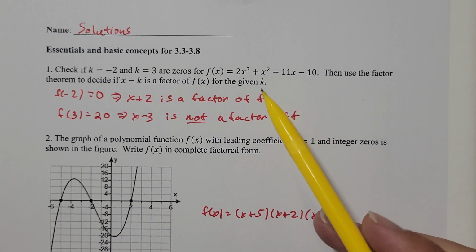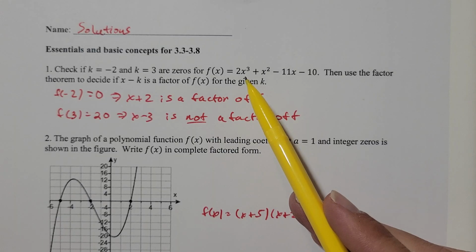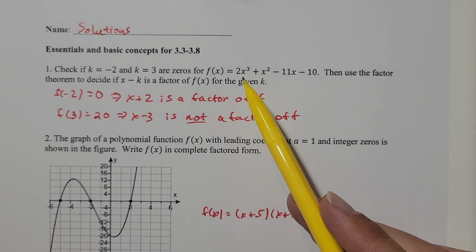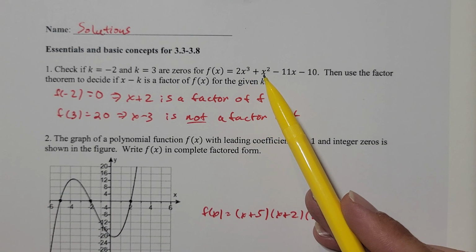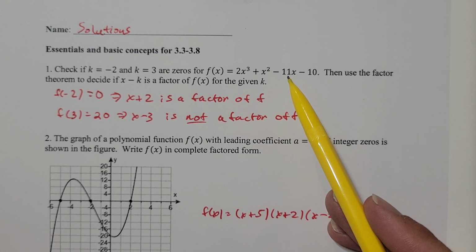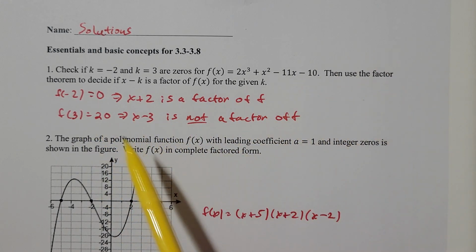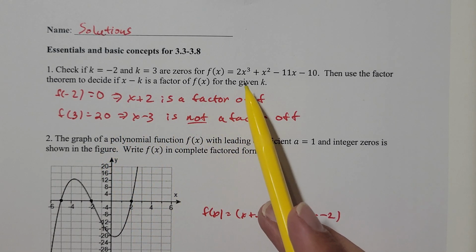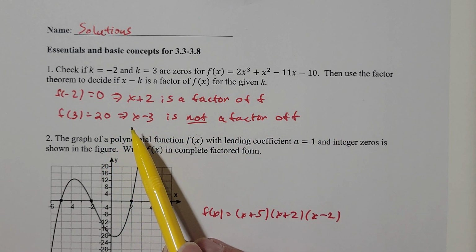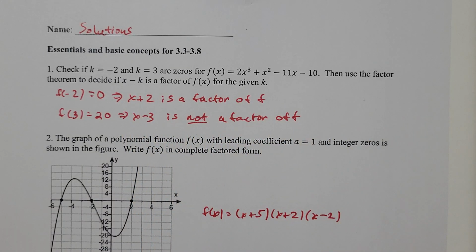Okay, and then now I'm checking if 3 is a factor. Okay, so same deal. We plug the number in. 3 cubed, 3 times 3 times 3, that's 27. Times 2 is 54. Plus 9 is 63. Minus 30 would be 30. Minus 10 is 20. Okay, so because I'm not getting 0 when I plug in 3, I would conclude that 3 is not a 0. Okay, and therefore x minus 3 would not be a factor of f.